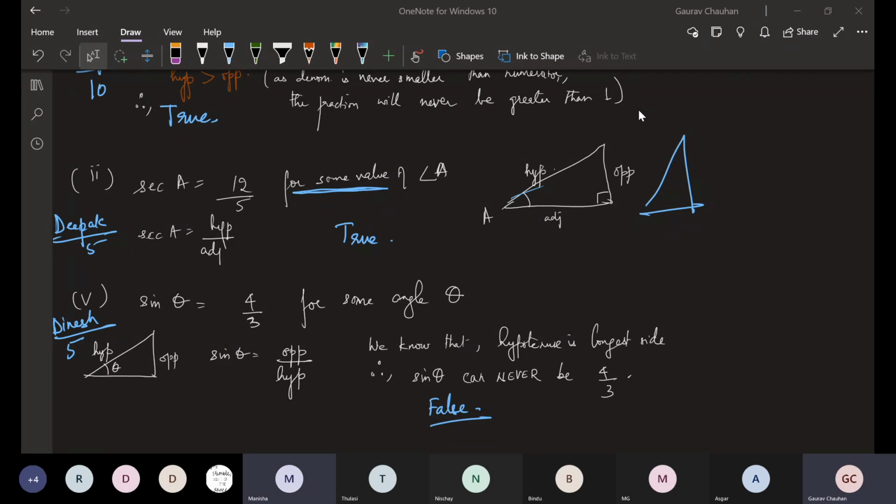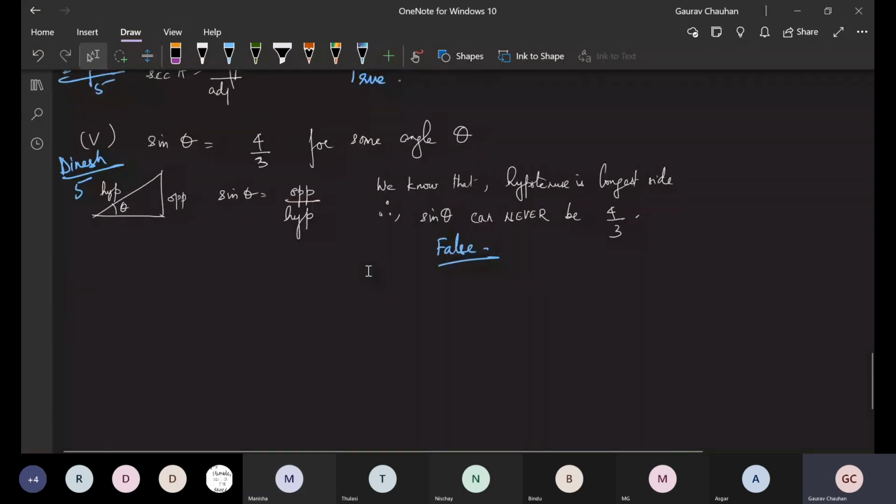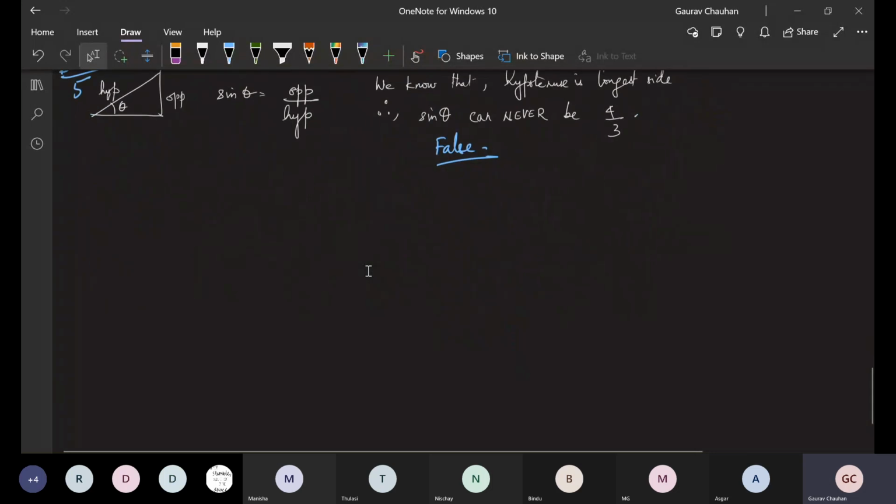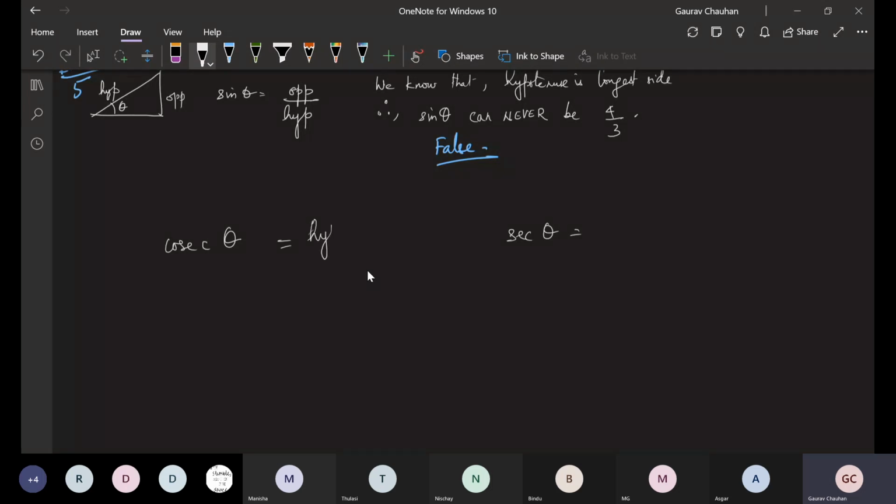Cosec and sec will... You want to think about that for a minute? Let's actually think about that. What do you think, Manisha? Cosec theta and sec theta will always be... Manisha, can you tell the formula? Cosec theta is equal to hypotenuse by opposite side. Sec theta is equal to hypotenuse by adjacent side. Very good. And accordingly, you're saying that they will never be less than 1.